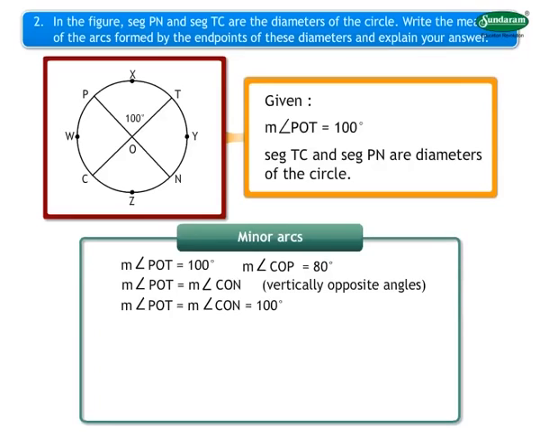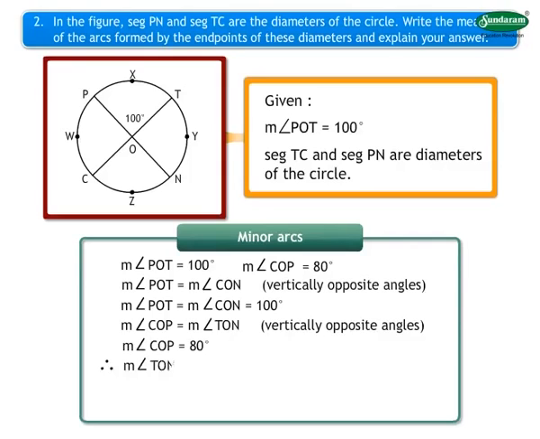degree. Similarly, angle COP and angle TON are vertically opposite angles and hence they will measure the same. So, measure of angle COP is equal to measure of angle TON. The measure of angle COP is 80 degree. Therefore, the measure of angle TON will also be 80 degree. Now, finally we have the measure of all the angles.